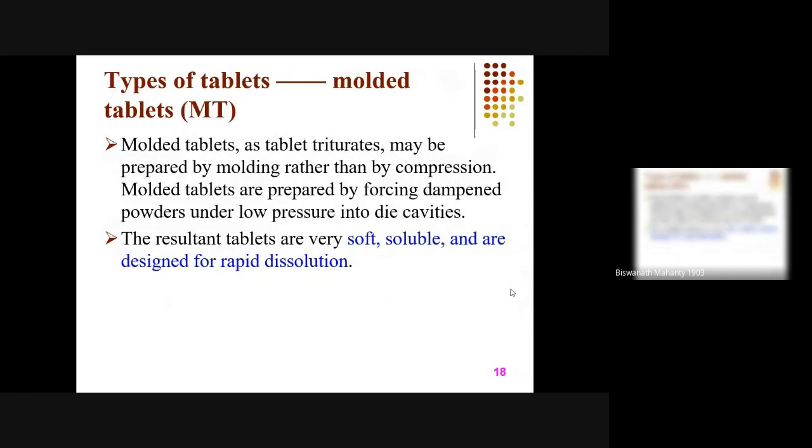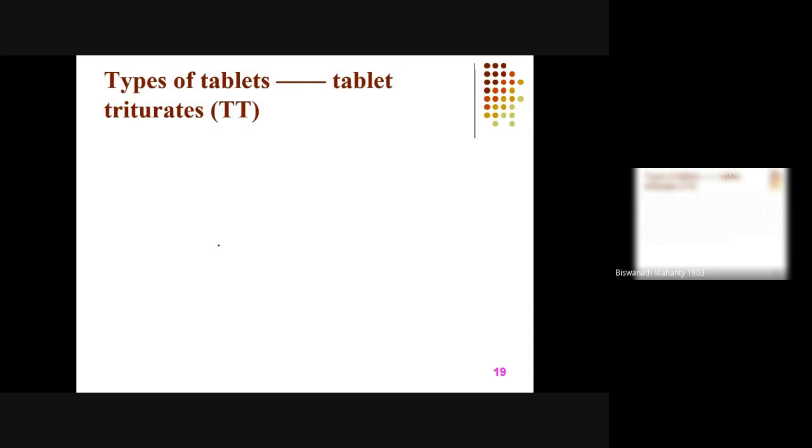Effervescence we have discussed. Molded tablets, as I told you, are tablet triturates that may be prepared by molding rather than compression. Okay, so we are forcing the dampened powder under low pressure into die cavities, not like a compressed one. So it is more easily friable. It will be comparatively soft and easily broken down. So it will have rapid dissolution. But most large industries do not follow those procedures. So maybe they can go for larger tablets.